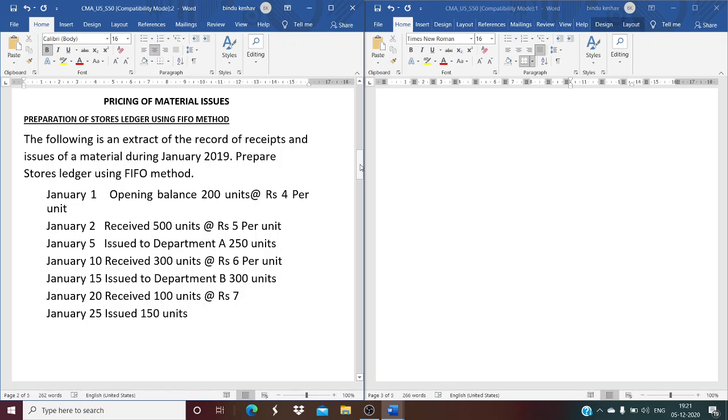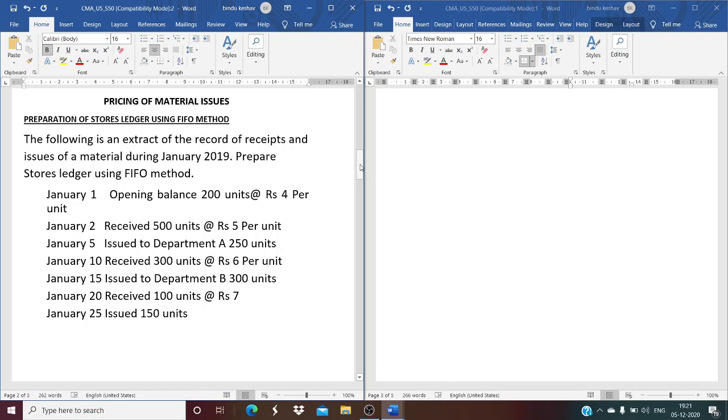The following is an extract of the record of receipts and issues of a material during January 2019. Prepare stores ledger using FIFO method. January 1st, opening balance 200 units at rupees 4 per unit. January 2nd, received 500 units at rupees 5 per unit. January 5th, issued to Department A 250 units.